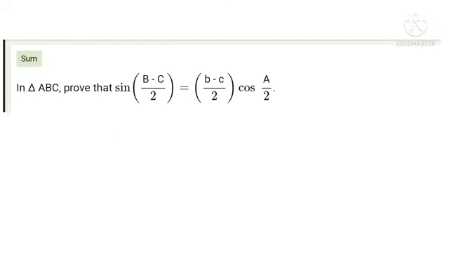See question number 4. In triangle ABC, prove that sin of (B minus C) upon 2 is equal to (b minus c) upon a into cos A upon 2.